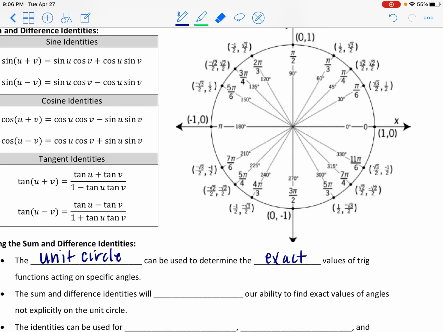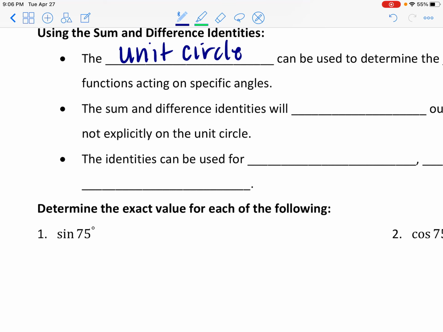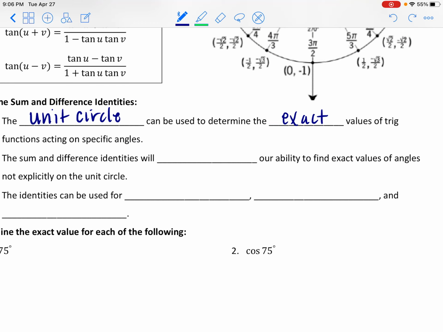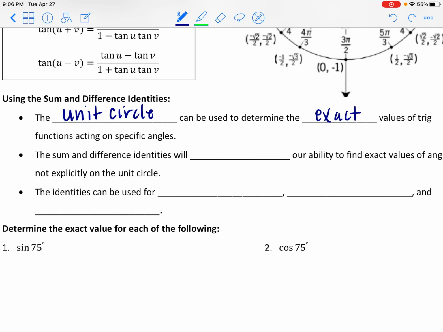But what if we have an angle that isn't explicitly on the unit circle? For instance, what if I wanted to know the exact value for, instead of 60 degrees or 90 degrees, what if I wanted to know the exact value for 75 degrees? Now that's not explicitly on the unit circle, but these identities are going to help us with that. So the sum and difference identities are going to extend our ability to find exact values of angles that are not explicitly on the unit circle. Those angles are in there, they're just not labeled because they aren't as precise, and there isn't a pattern with them like there are with the other angles.